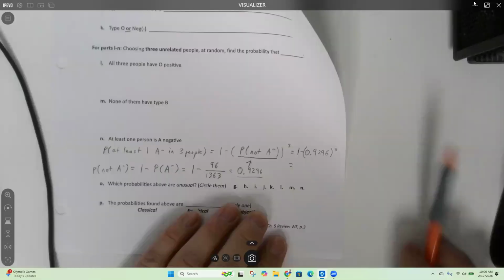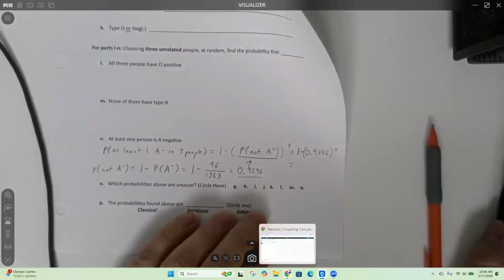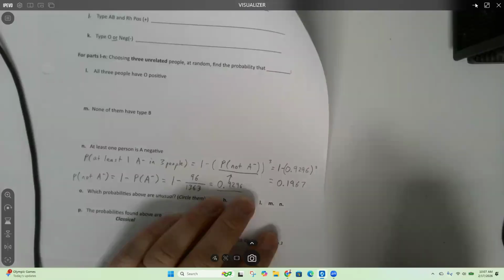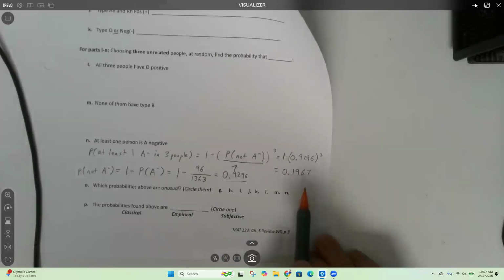That's okay. 1 minus 0.9296. Now, how do we do to the power of 3? You hold the shift button and hit 6. There's a little up arrow, and then you can hit 3, and that'll make it cubed. Yep, Aldana's got it. Final answer is 0.196. We'll have to round that second 6 up to 7, so 0.1967. That's our answer.